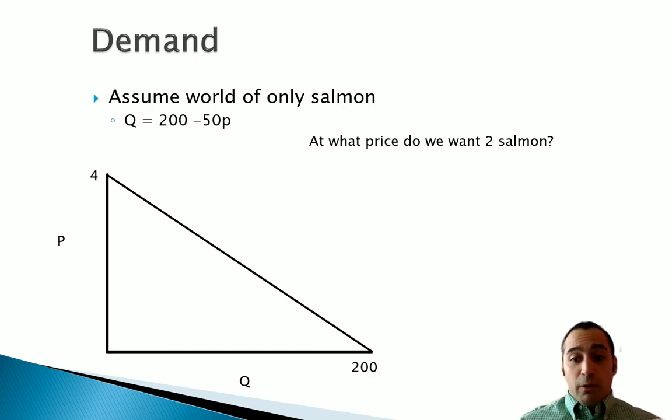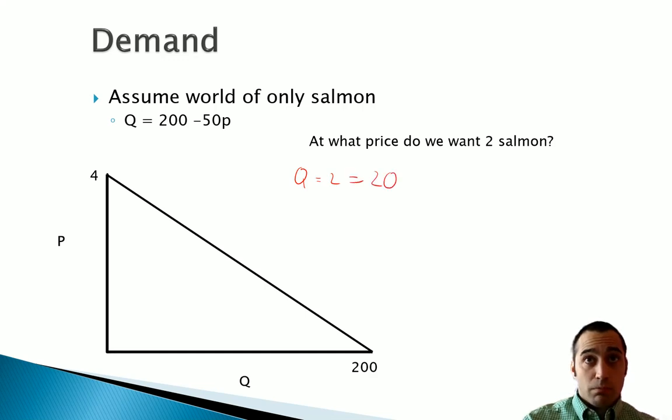Although that was fairly simple, there are some additional questions we might ask. For instance, at what price might someone demand 2 salmon? Take a moment, think it out. If it were me, I would say my quantity equals 2, and that's equal to 200 minus 50p. Rearranging, 50p equals 198, so p equals 198 out of 50.